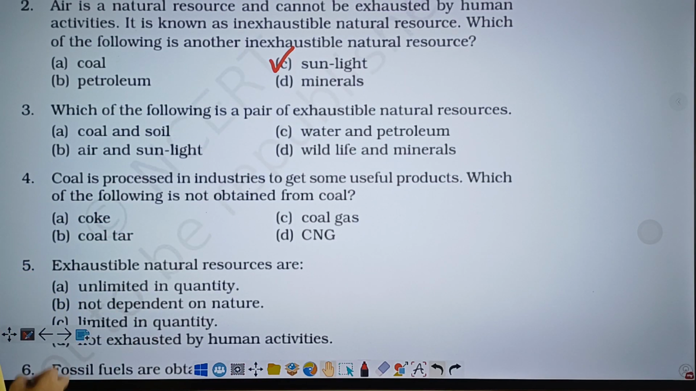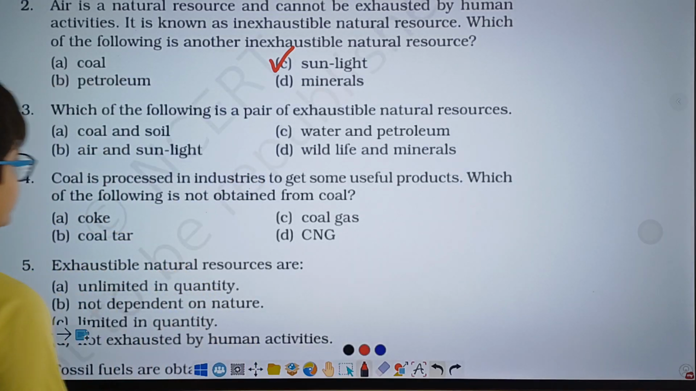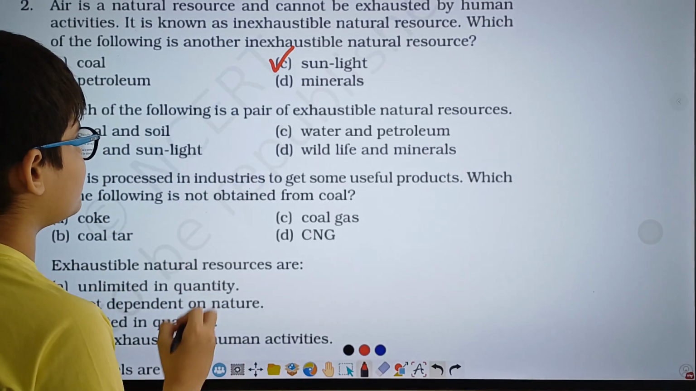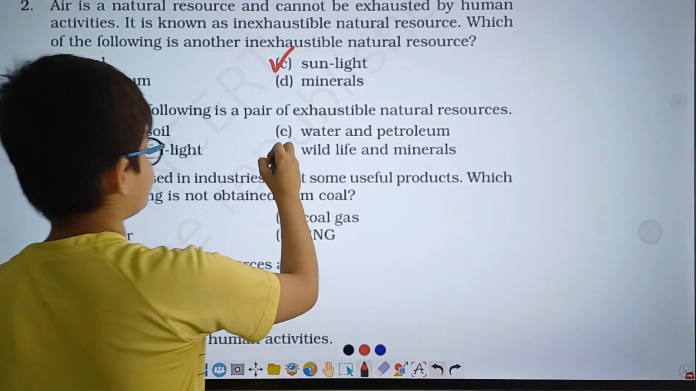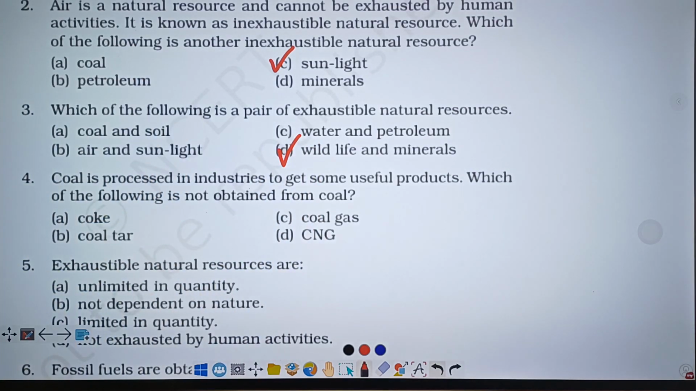Now let's go to question 3. Which of the following is a pair of exhaustible natural resources? And here are our options once again. The correct answer will be wildlife and minerals, or option D. The reason is once again quite simple.